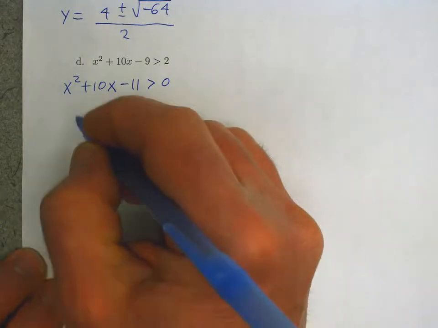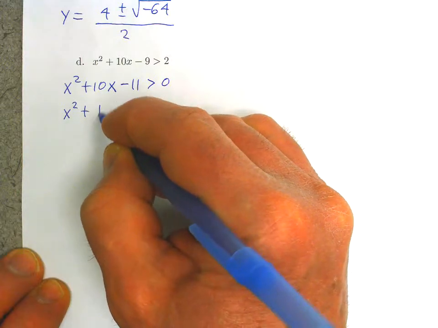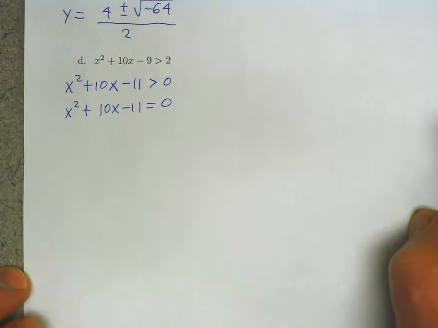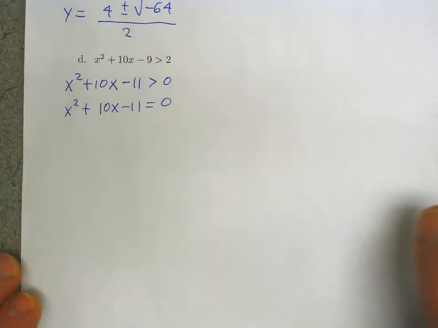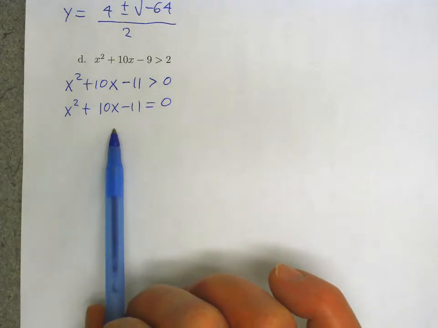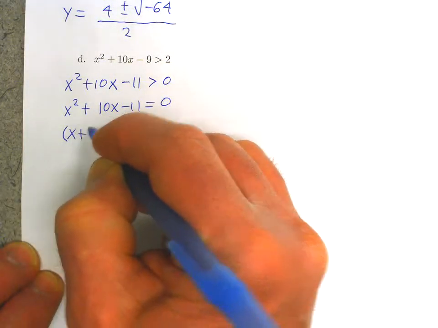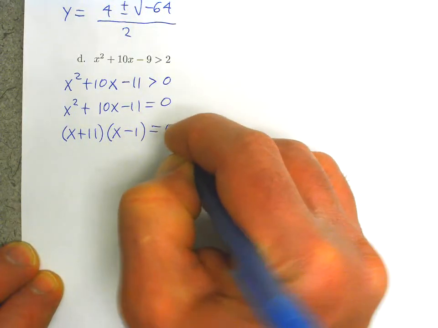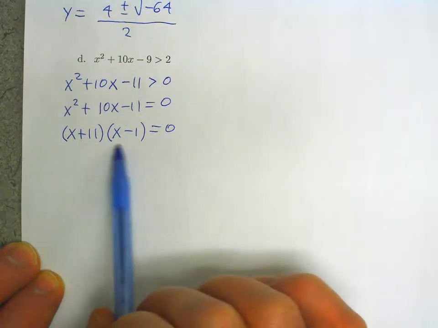So we want to find the endpoints by solving the equation x squared plus 10x minus 11 equals 0. We can solve this equation by factoring. So one of the factors is x plus 11, and the other factor is x minus 1. And you can easily verify that those factors are correct.